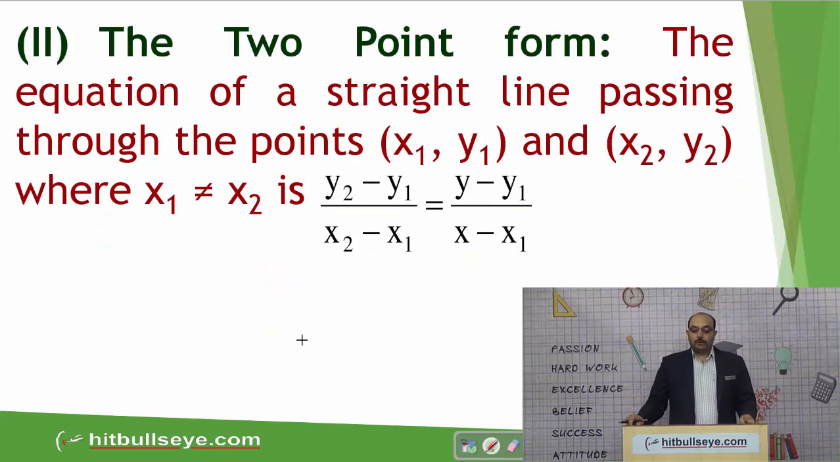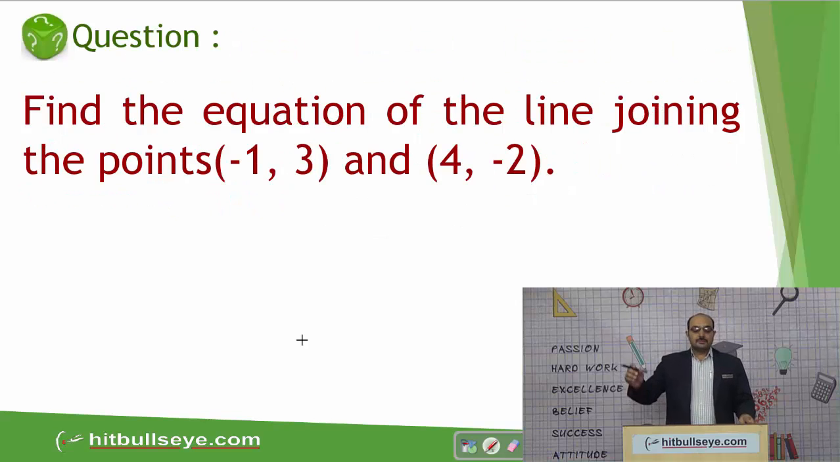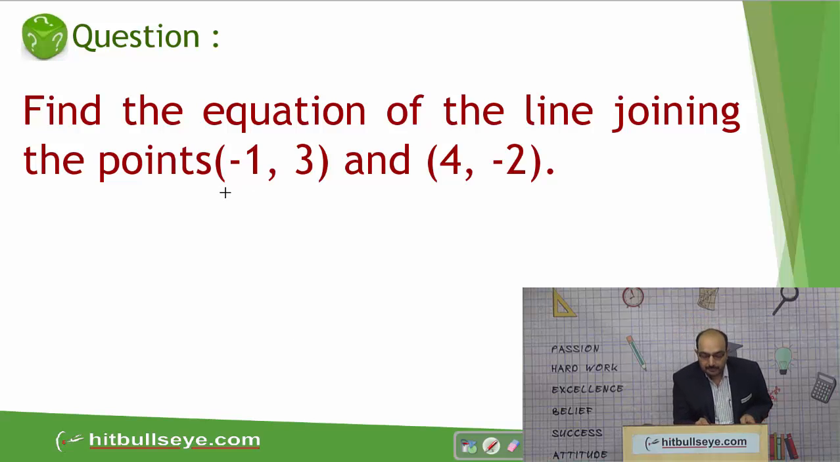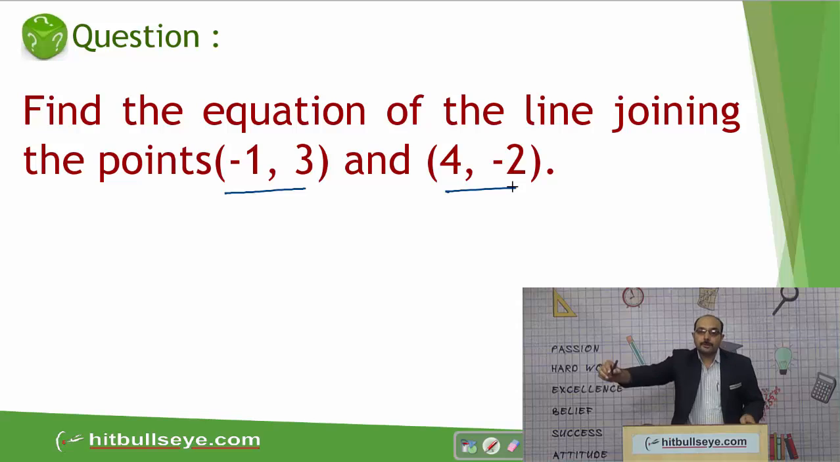Moving on to the next. So we have the 2-point form. The equation of a straight line which is passing through the points x1 y1 and x2 y2 is y2 minus y1 upon x2 minus x1 equals y minus y1 upon x minus x1. Let us use this and try to solve this question. Find the equation of the line joining -1 3 and 4 -2.